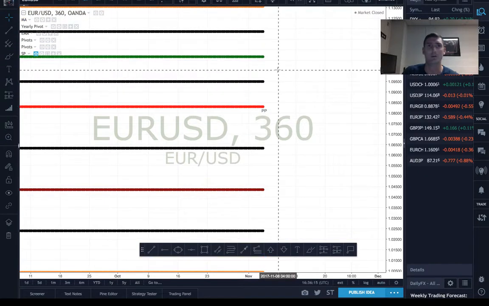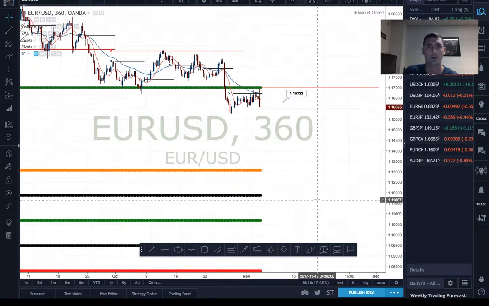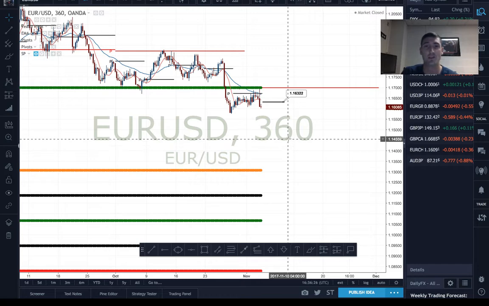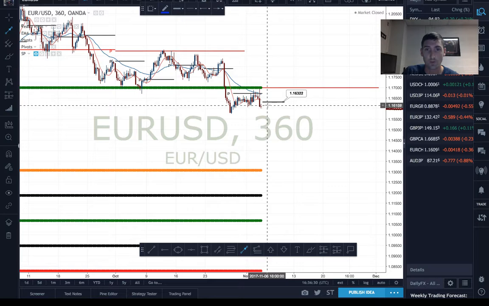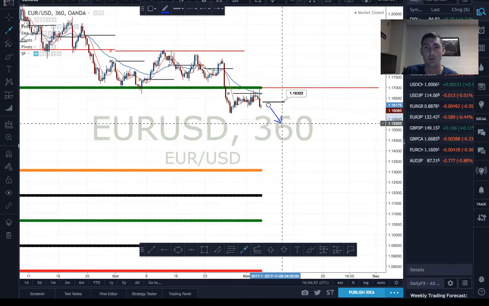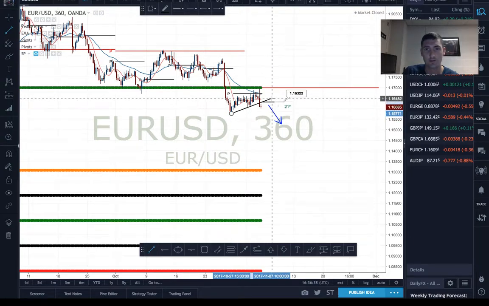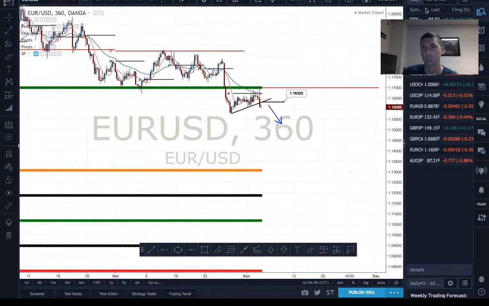Alright, Euro dollar. Last week's weekly pivot did hold. The new weekly pivot is around the 1632 level. Looking for this level to hold and for price to continue heading lower. It also makes a great pullback area to retest the trend line.